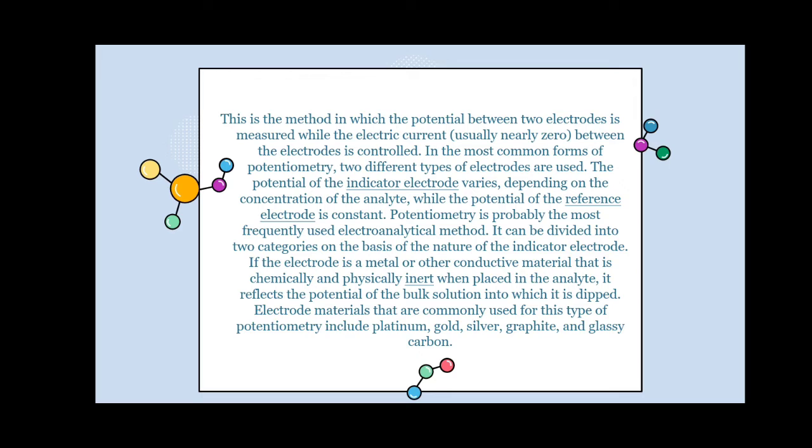If the electrode is metal or other conductive material that is chemically and physically inert, when placed in the analyte, it reflects the potential of the bulk solution into which it is dipped. Electrode materials that are commonly used for this type of potentiometry include platinum, gold, silver, graphite, and glassy carbon.